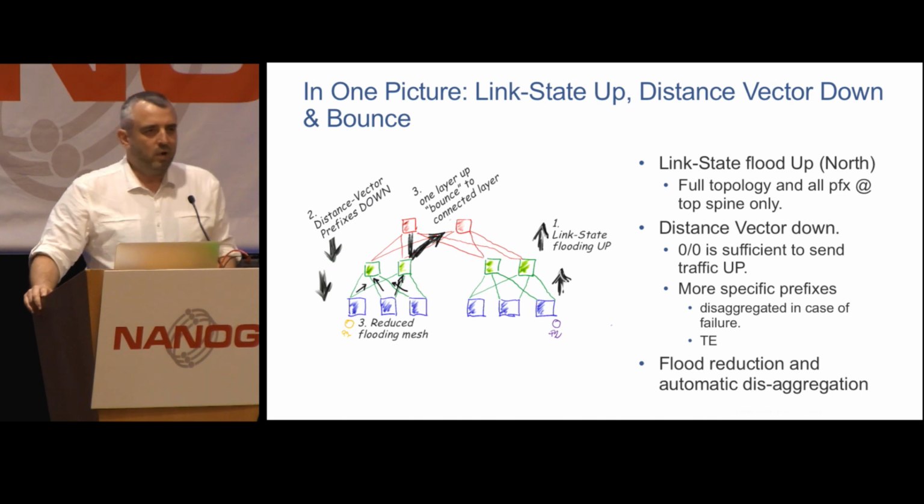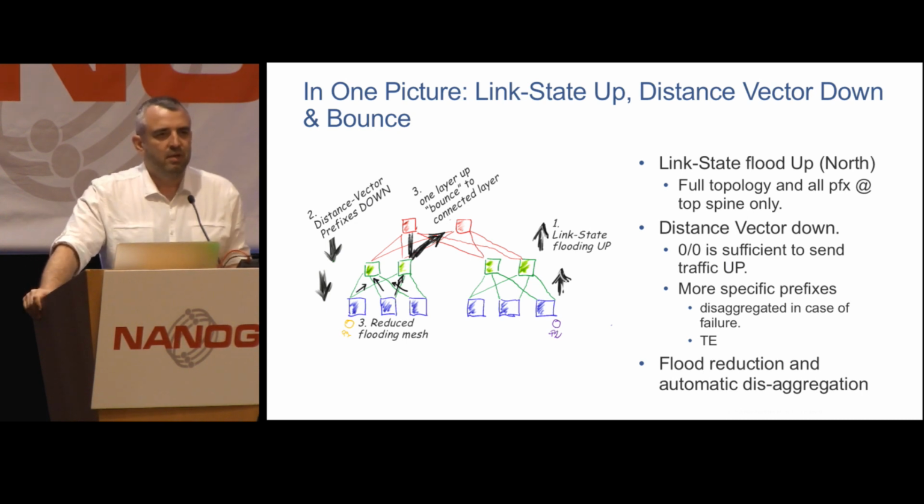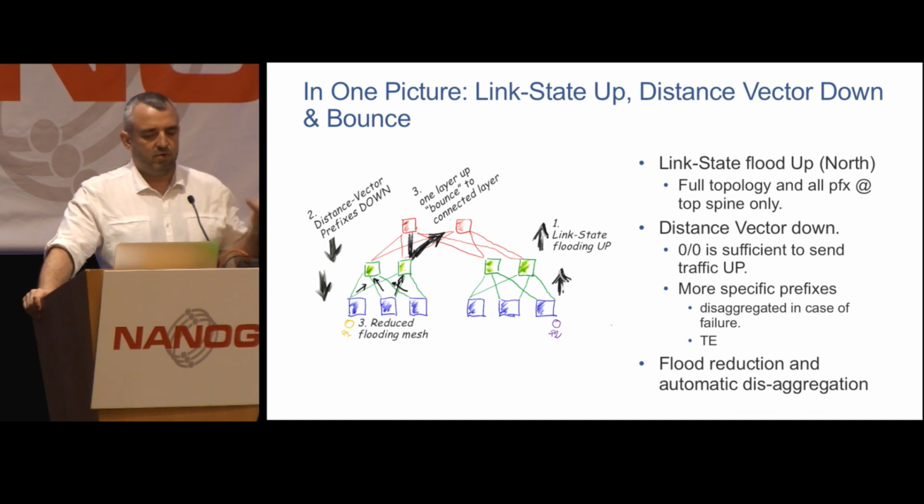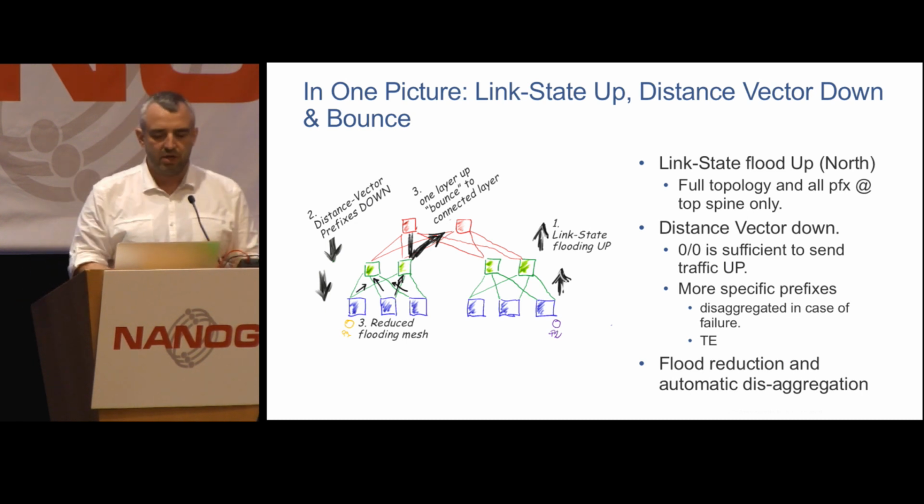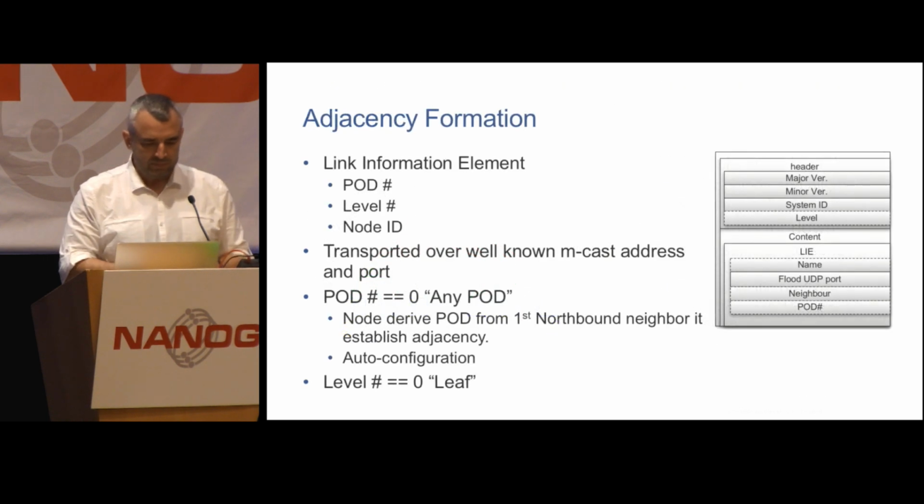Finally, there is one extra strange capability. It's bouncing. So the information sent from the node down is bounced back to the level up. And this one is used for equal connectivity group detection, which I will describe later. And this is a foundation for the automatic disaggregation and flood reduction.